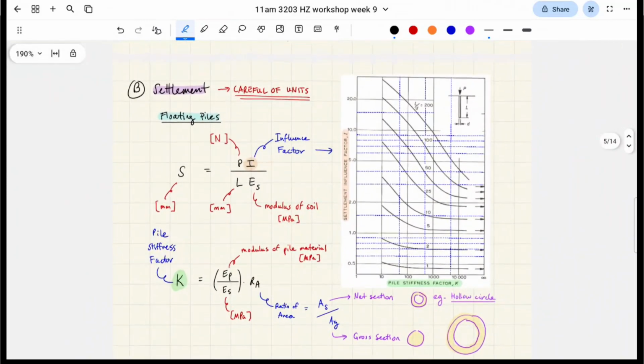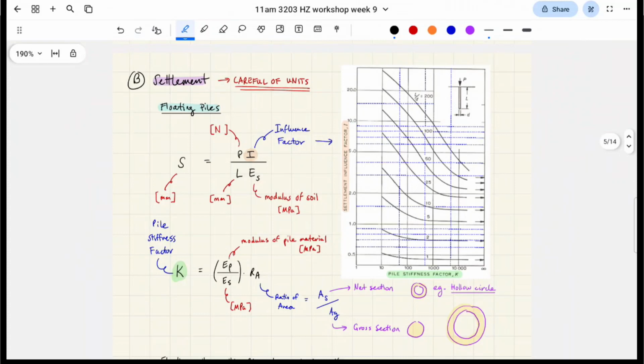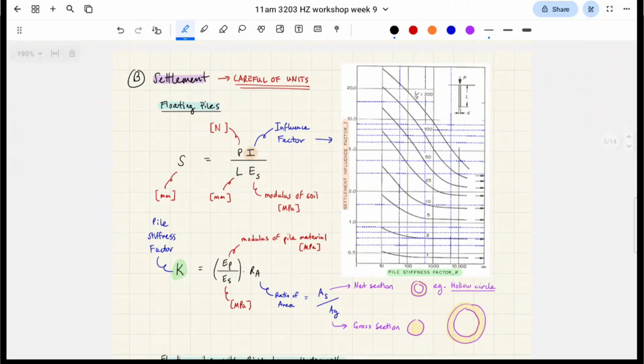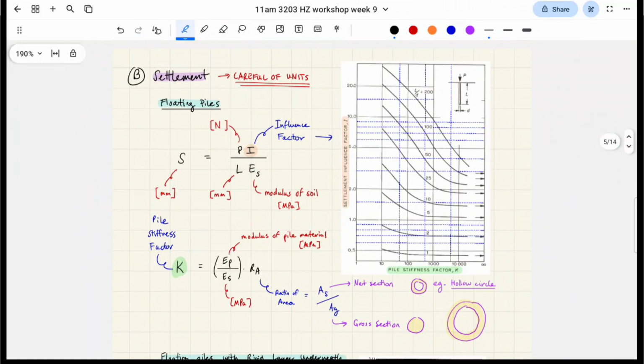Okay. Let's talk about settlement. So again, we're going to be talking about both the capacity and the settlement for deep foundations. Basically, the settlement depends on whether you have a floating pile or an end-bearing pile, firstly. But the formula for settlement for a floating pile, I thought this was pretty funny, right? Is that it's literally piles, right? So you can remember this really easily. It's P times I divided by LES. So the formula for the settlement of piles is literally piles, okay?